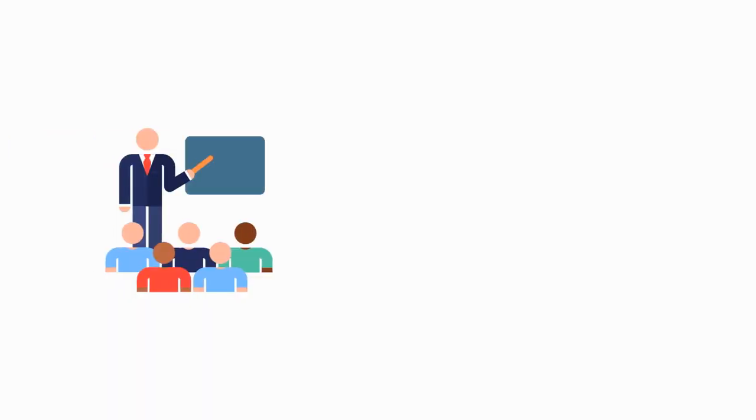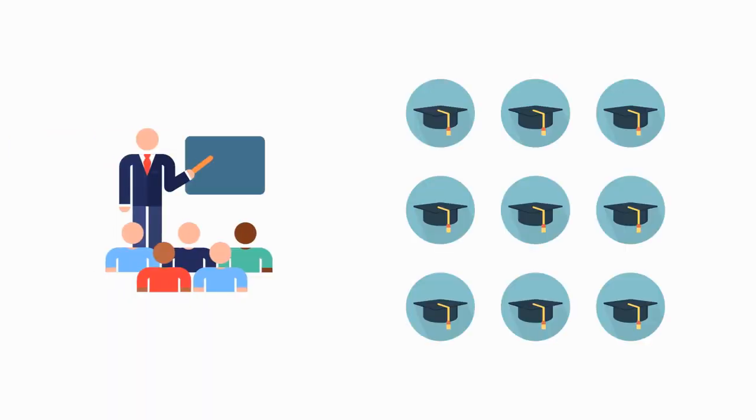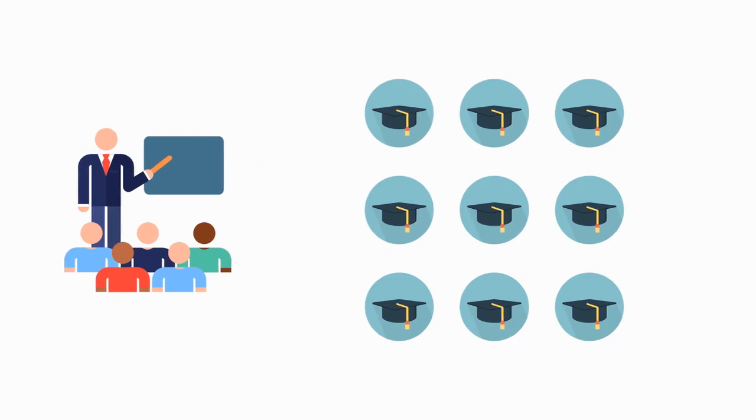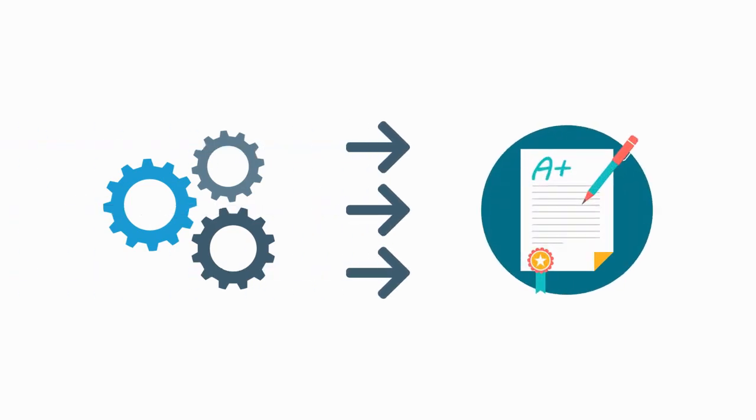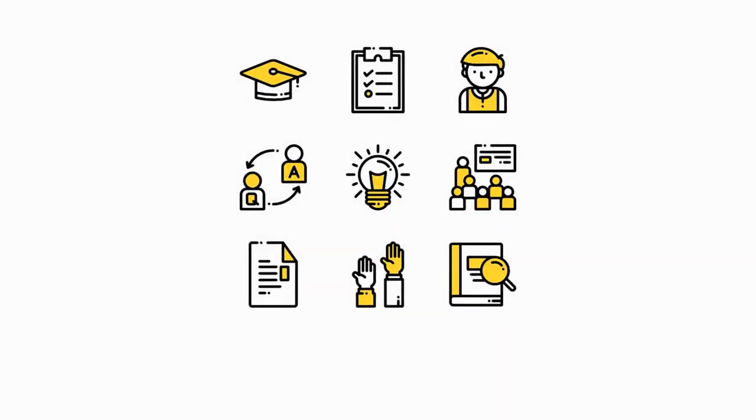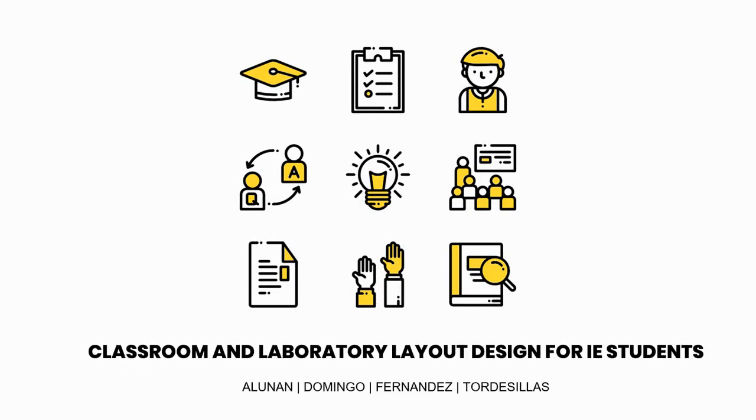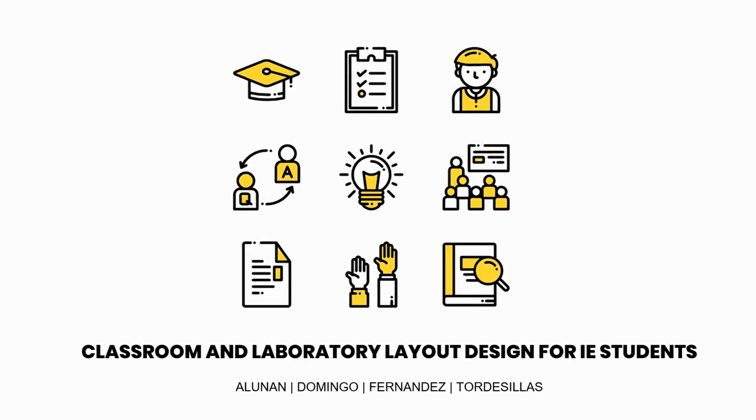For people in the education field, student outcomes are the most important indicator of success. Research done by Barrett et al. proved that classroom design has significant impact on learning outcomes. In this case study, we will be proposing a classroom layout design that can be used as a teaching venue for undergraduate students and a research laboratory for MS students.